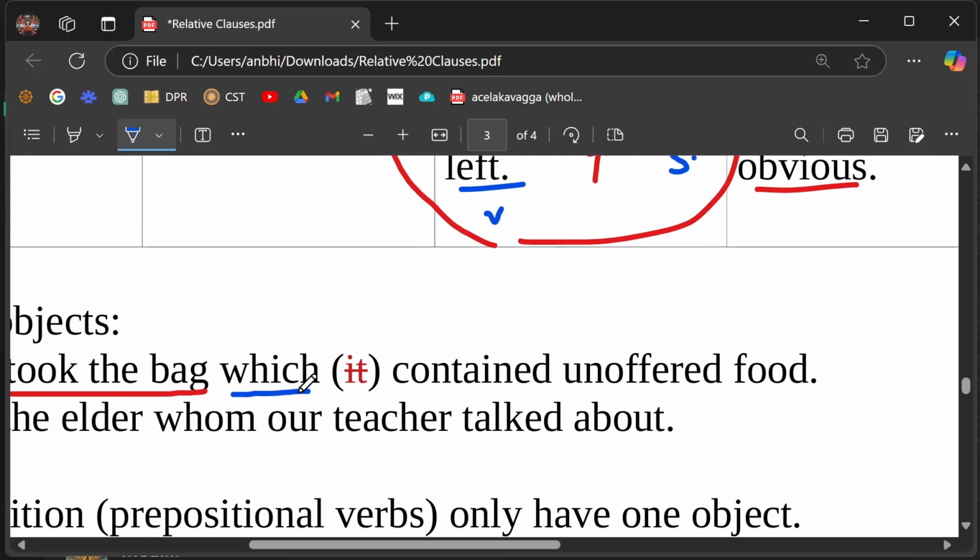Then on this clause, this is a mistake. You add another subject, you see? Because which is already the subject. Which contained. You cannot say which it contained. Okay? Two subjects. Then this is a mistake. Don't do that. Do you understand? Okay?